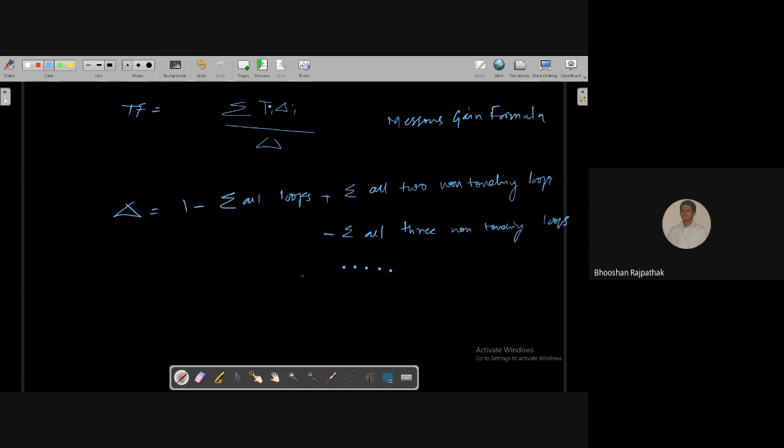But this kind of example we will never encounter, especially in our courses. So typically the difficulty will be limited only up to this 1 minus summation of all loops. At max there will be some loops, two loops which are non-touching to each other. So all these kind of loops you can add together. Okay. And what is delta I?